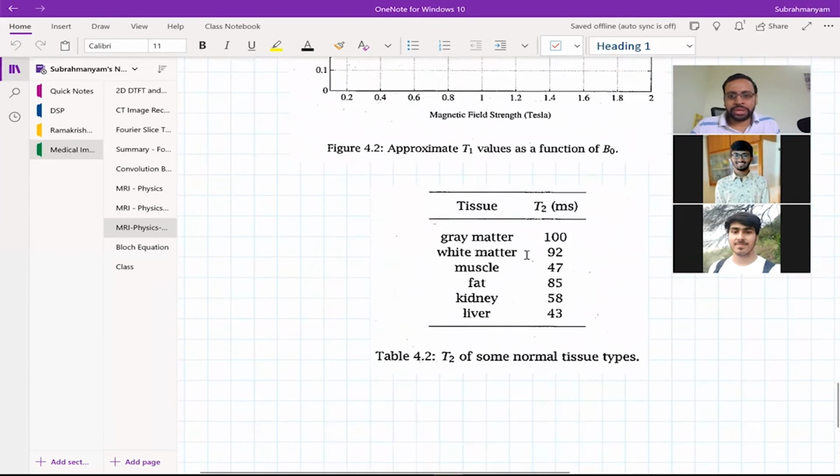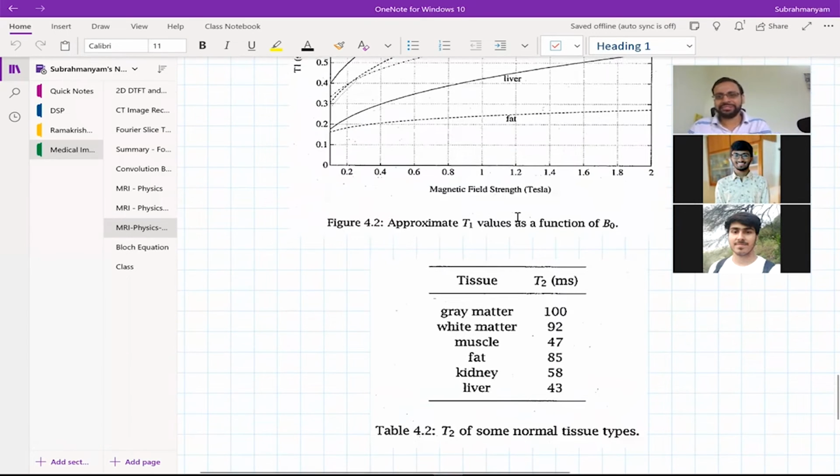If you notice here, for example, gray matter will have 100 milliseconds, white matter 92 milliseconds. These are the time constants, which are essentially dependent on the proton densities. Okay, sir. Good. Any other question?